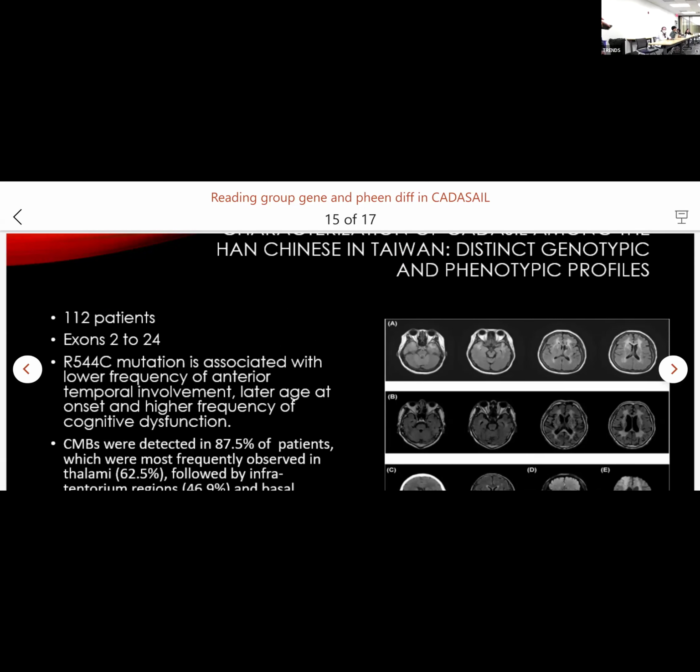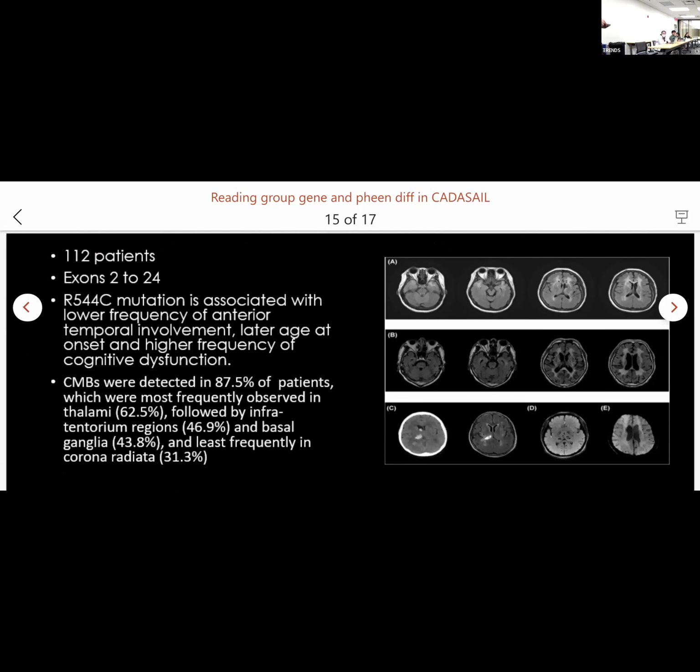So from the Chinese variant, it looks like there is a later age, a higher frequency, and more symptoms typically. And then the location also differs. That's one thing we'll discuss later. Microbleeds were detected in 87.5% of the 112 patients, but they were most frequently observed in the thalami themselves, followed by inferior regions.